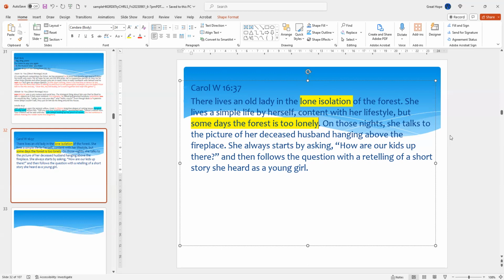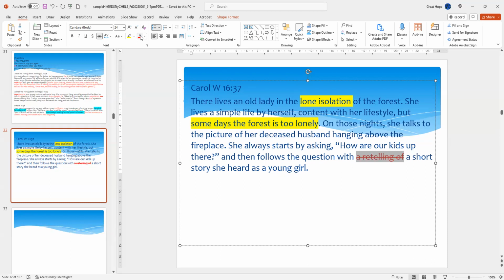And then follows the question with the retelling of a short story she heard as a young. Okay, so here's the thing. The language here in this part, you can make it more concise. It's a little bit repetitive, redundant. And then follow the question with... remove that part. All right.